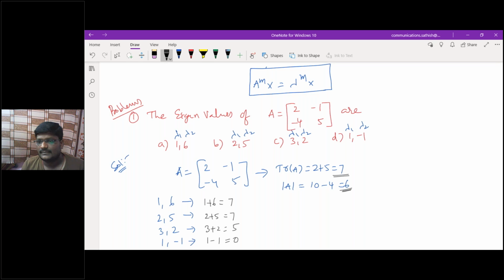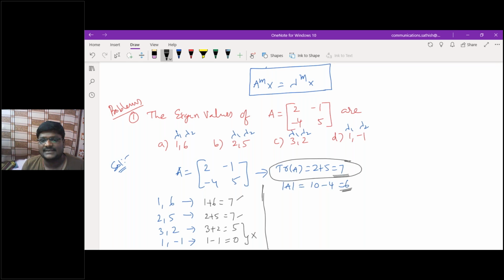Yeah, by the concept of the trace of a matrix, it must satisfy 7. So these 2 are not satisfying, hence you can eliminate these 2 directly. Only these 2 options are satisfying. Am I correct?